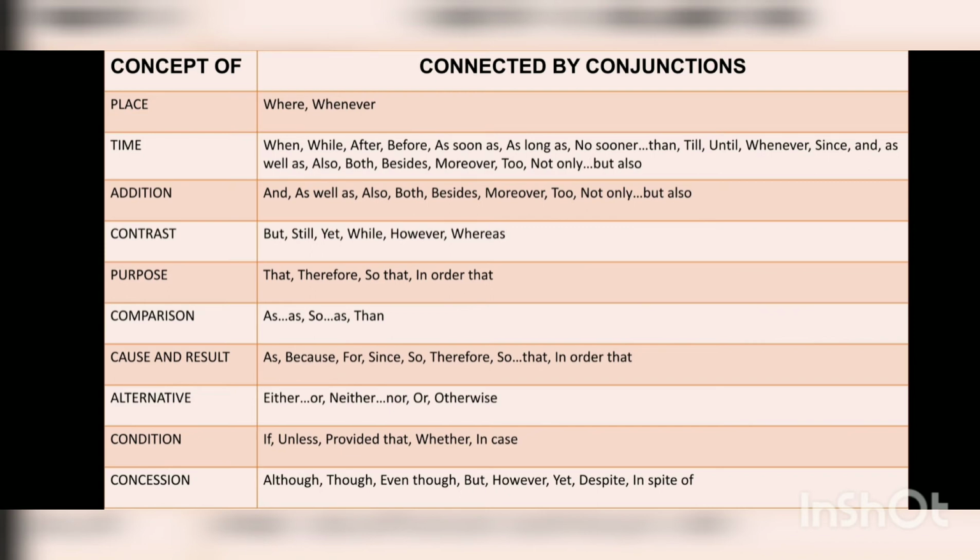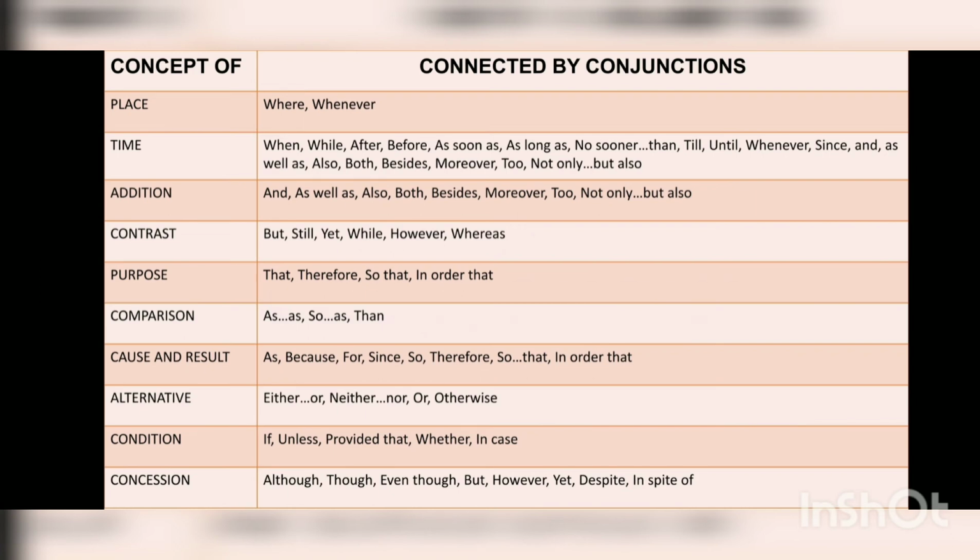Similarly, there is the concept of alternative, and the words used here are either, or, neither, nor, or otherwise. Suppose I say I neither like her nor him. Now there are concepts related to condition: if, unless, provided that, whether, in case. All these words are connected to condition. Now the next concept is concession. That means although, though, even though, but, however, yet, despite, in spite of. They are connected to concession.